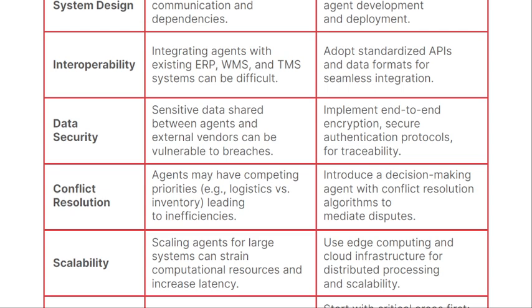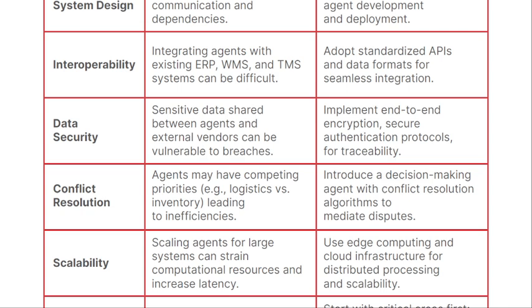What about data security from that particular perspective? We have sensitive data in the banking domain and finance domain. That sensitive data shared between the agents and external vendors can be vulnerable to breach. So data should be protected with the help of these agents. And how can we do that? We give specific security-related tasks to a particular agent, which are very secure, or a cryptography-implemented agent. Cryptography is the way we can secure the data. And implement end-to-end encryption and secure authentication protocols. We have encryption as well as an authentication protocol for traceability.